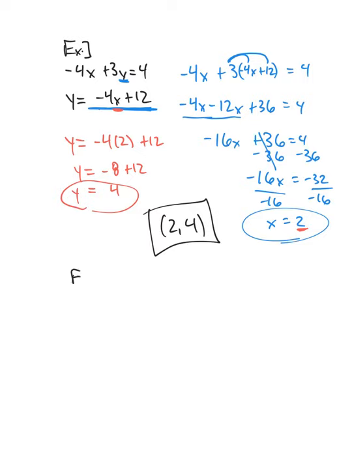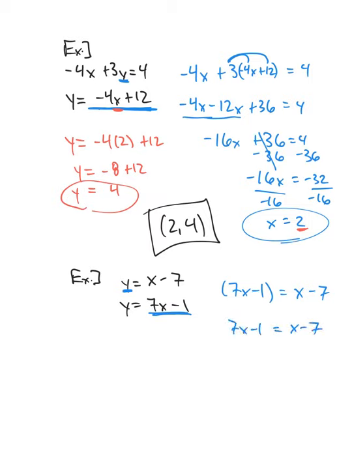You can have examples where maybe both equations were solved for y. How would that work? If both equations are solved for y, it's that same idea. Take this y and substitute 7x minus 1. I'm going to put parentheses around that, even though, as you'll see, that's not going to really do a lot. When I substitute, I use parentheses. So this is 7x minus 1 equals x minus 7.